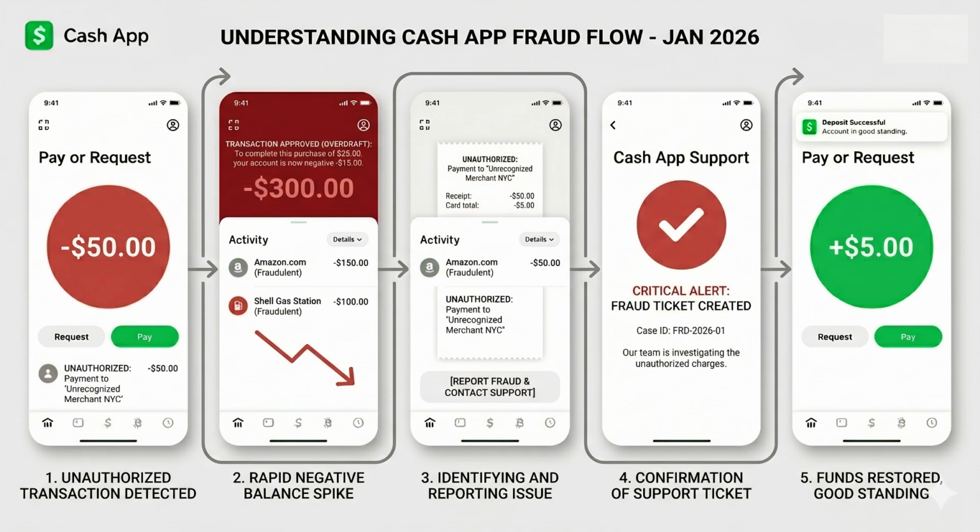Fraud or unauthorized transactions can also cause a negative balance. If someone uses your Cash App account without your permission, your balance may go below zero. In this case, you should contact Cash App support immediately to report the issue.